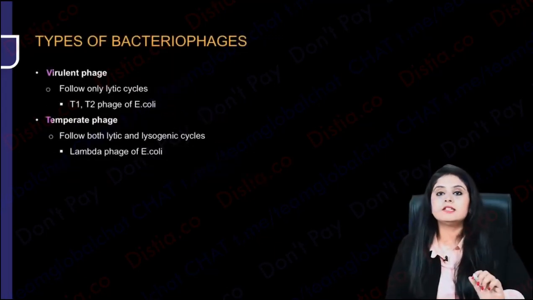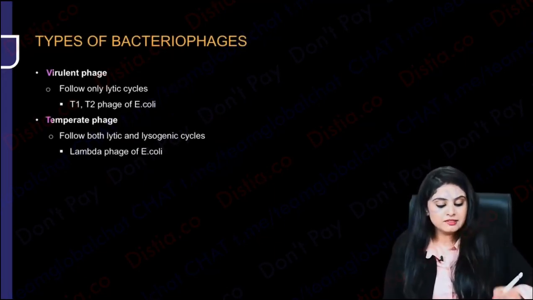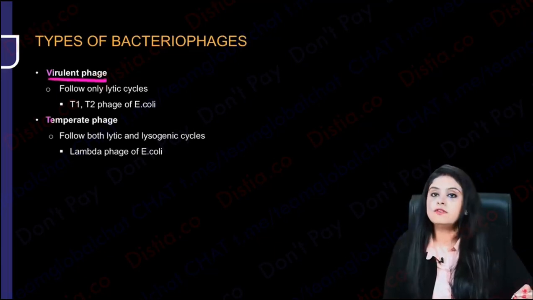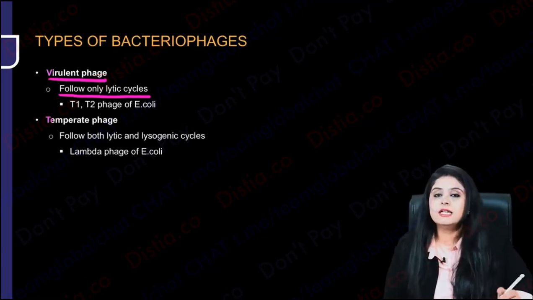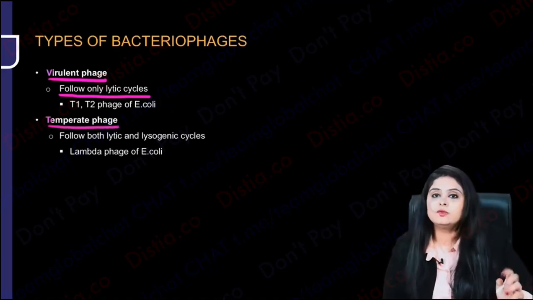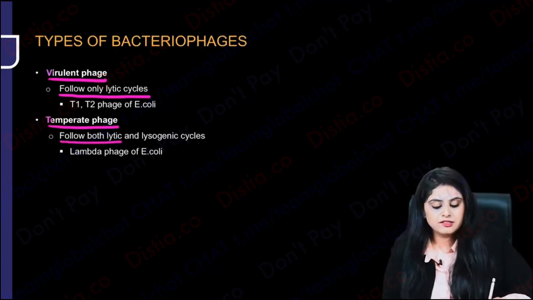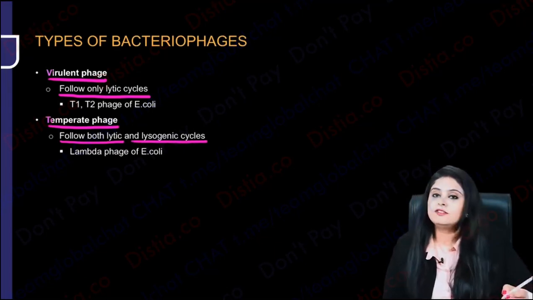So all these rote things I'm making you do so that I can tell you the details in a while. So remember, there is something known as a virulent bacteriophage. Virulent means very, very dangerous. So it is just going to break. It only follows the breakage cycle, the lytic cycle. Temperate phage has two cycles. It can follow the lytic cycle also. It can follow the lysogenic cycle also.